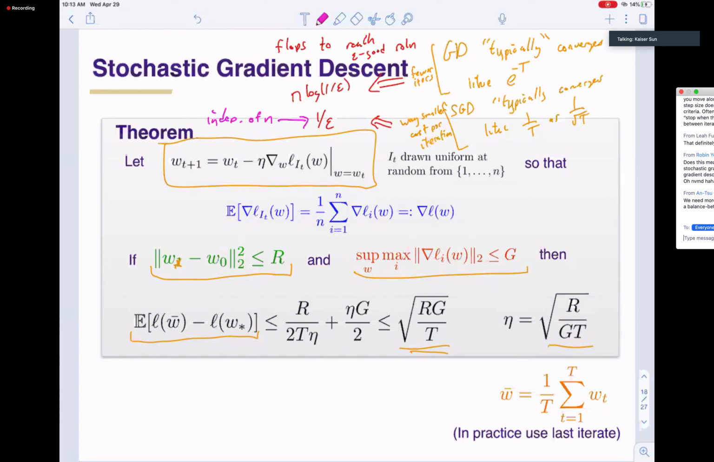Yeah, I have a clarification question. What is the epsilon in here? Epsilon, oh, so this is an epsilon good solution. Okay. So it means that f of w_t minus f of w star is less than or equal to epsilon. Got it. Thank you.